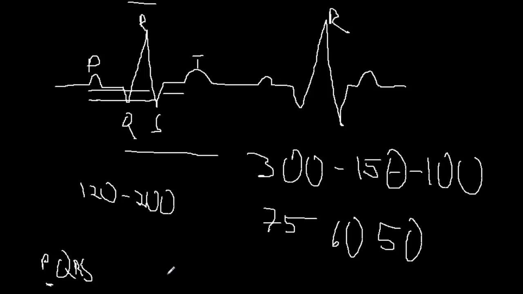Then you might actually start seeing things like 2 to 1 or 3 to 1 or 3 to 2. That's where you get those drop beats. That actually is an indication for intervention because that can progress to third degree heart block.